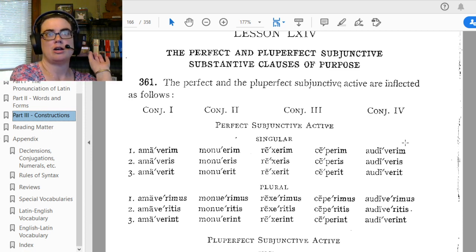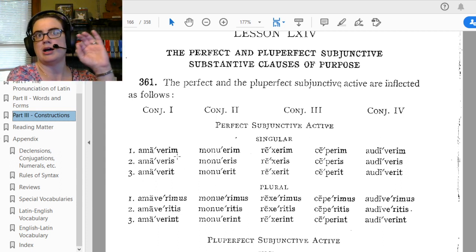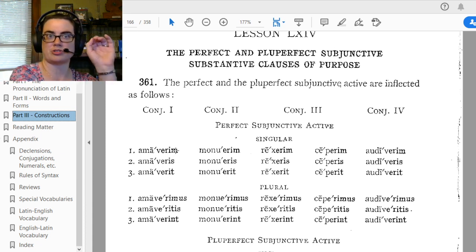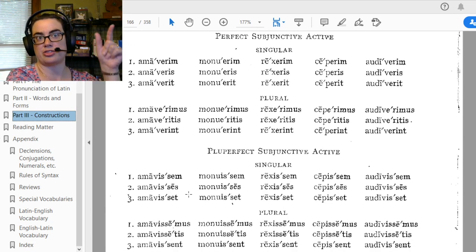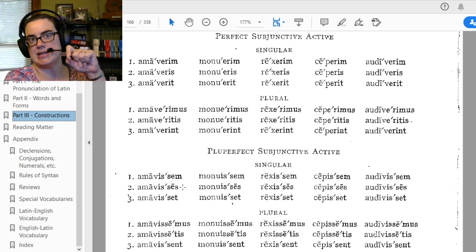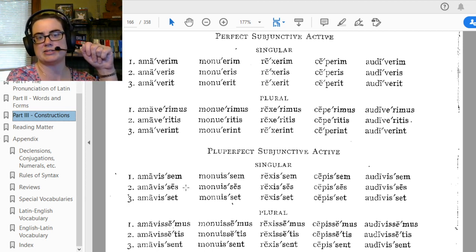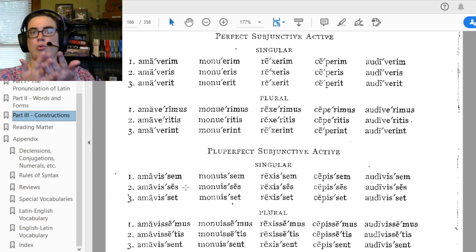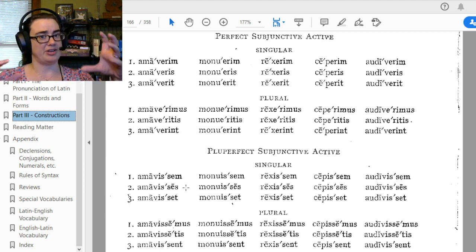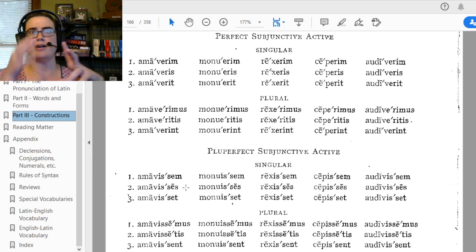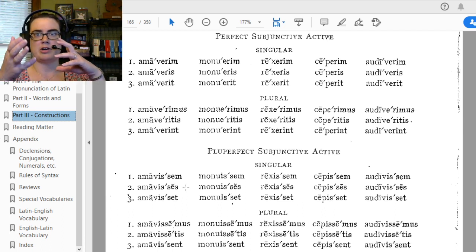So, for perfect subjunctive active, you use that third principal part, and then eri, and then our personal ending, m, s, t, mus, tis, nt. So erim, eris, erit, erimus, eritis, erint. Okay. For the pluperfect subjunctive active, you use that third principal part, and then isse, and then the m, s, t, mus, tis, nt. In case you've forgotten, if you're wondering where that isse came from, the third principal part plus isse combined in one unit is the perfect infinitive: to have loved, to have warned, to have ruled, to have seized, to have heard.